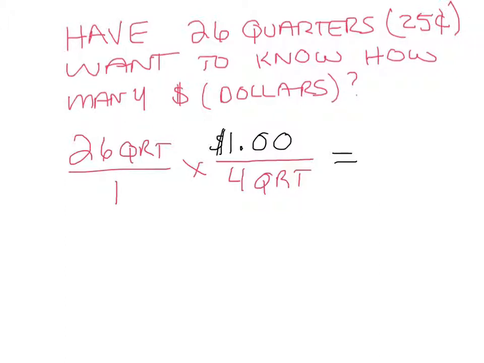So notice something here, as I said before, the quarter units match: there's a quarter here, and that matches the quarter up there. So that's good. And the dollar units are what I'm looking for, so that's on the top, right? And that's good because I'm looking for dollars here. So then we just do the math right here. So 4 into 26 is going to be a little bit more than 6, a little bit less than 7.